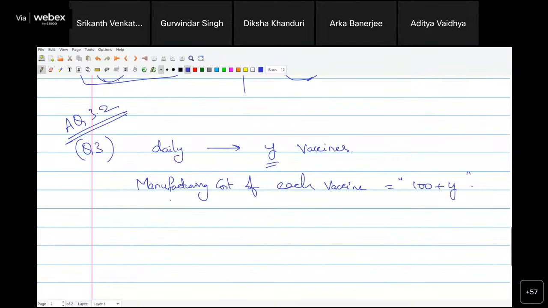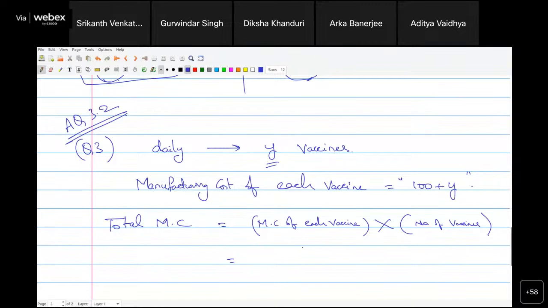So the total manufacturing cost, how can I get the total manufacturing cost? Manufacturing one vaccine costs 100 plus y. And if I am manufacturing y vaccines, it is 100 plus y into y. So total manufacturing cost will be manufacturing cost of each vaccine times number of vaccines produced on that day.